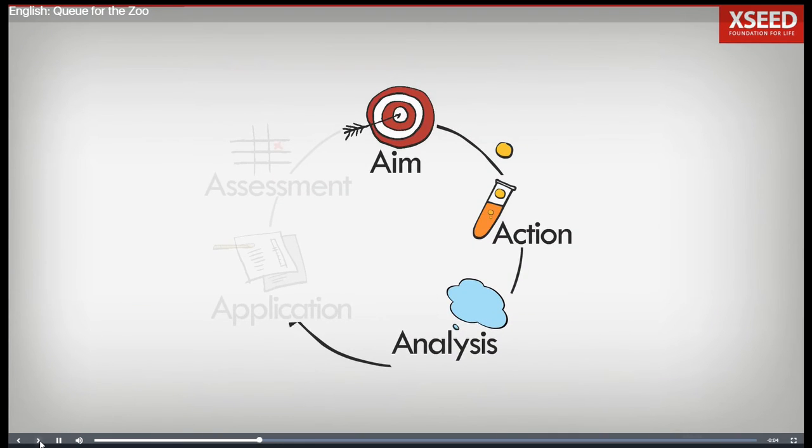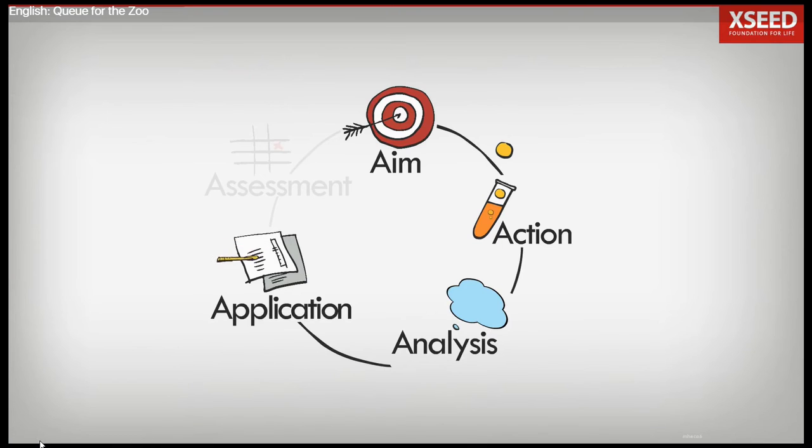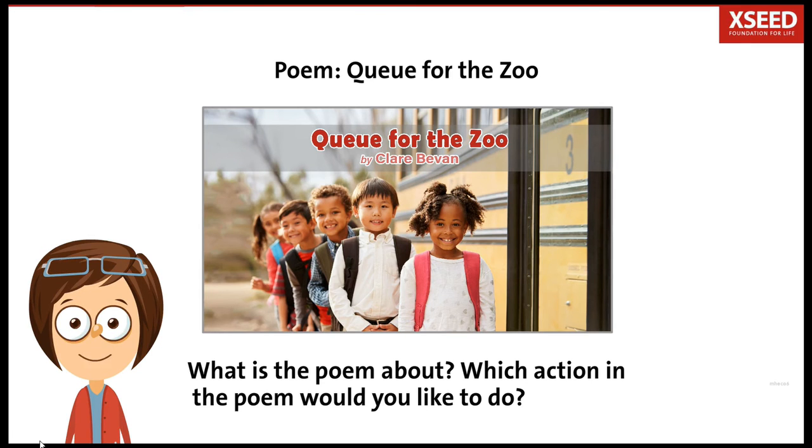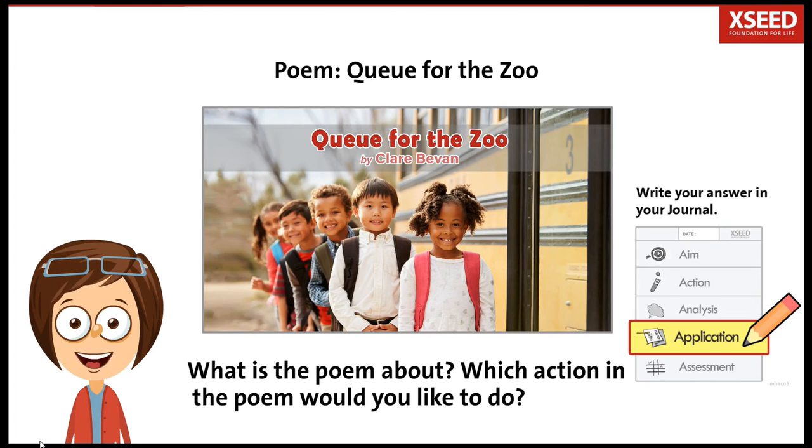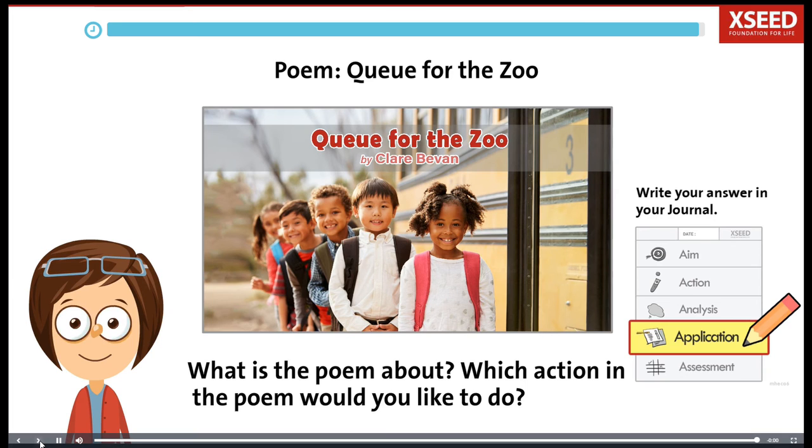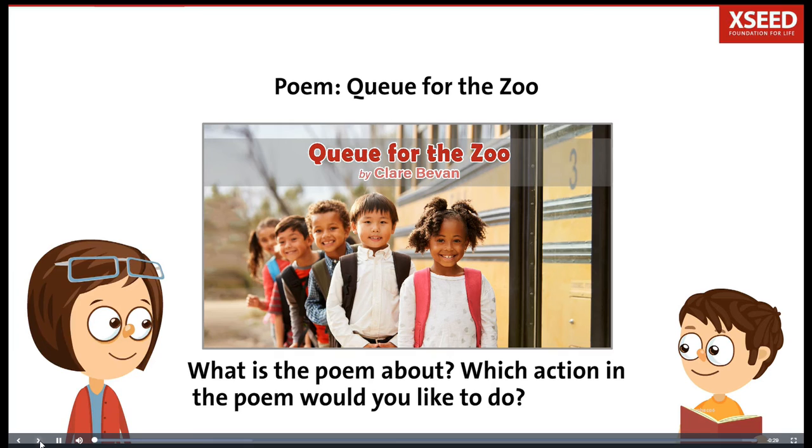We will now write about the text in our own words. What is the poem about? Which action in the poem would you like to do? Write in the application section in your journal. Sid, what have you written?